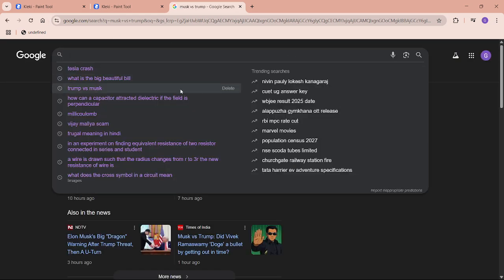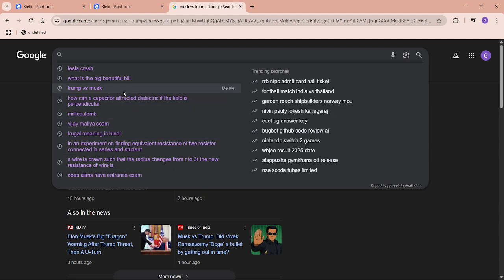Musk versus Trump. The big beautiful bill. That's the question. Sorry. Wow, no, I'm not preparing for him.